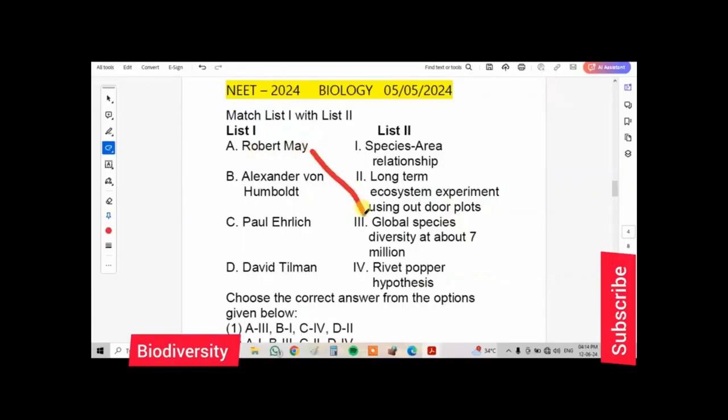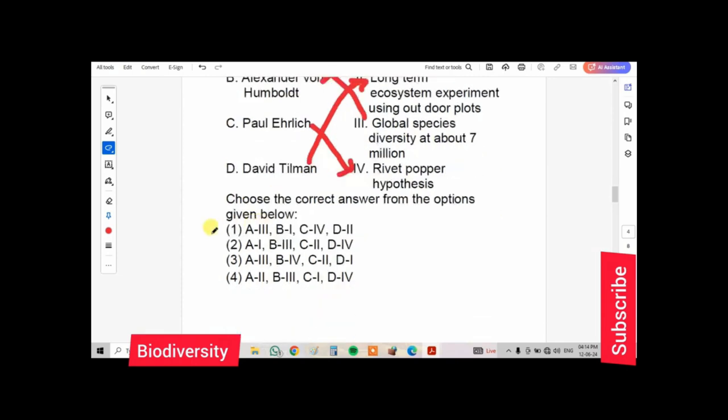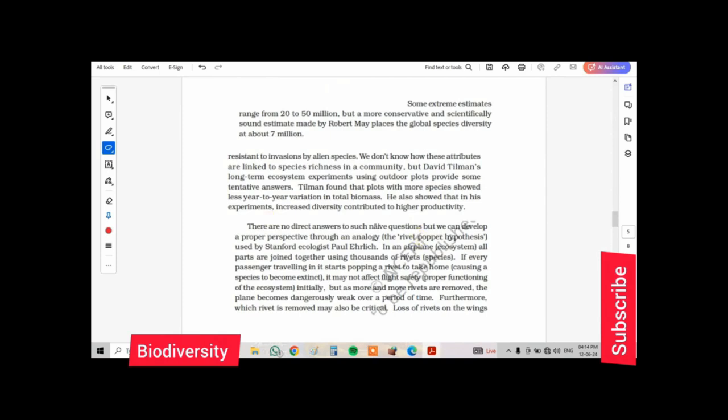Robert May, global species diversity at 7 million, option 3. Alexander von Humboldt, the species-area relationship. And Paul Ehrlich, the Rivet Popper hypothesis. And last, David Tilman is about long-term ecosystem experiments using outdoor plots. And it is option 1, 3142. You can see in detail about each scientist from the NCERT lines here, from the chapter known as Biodiversity.